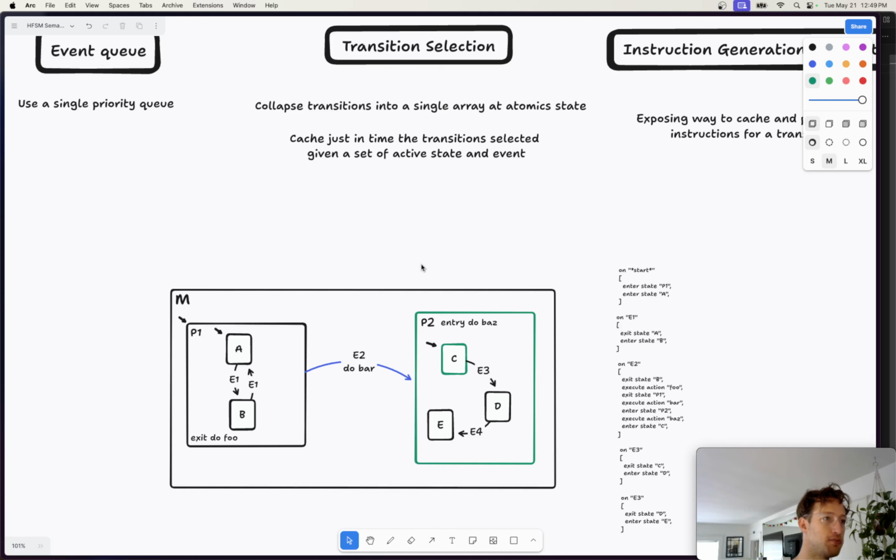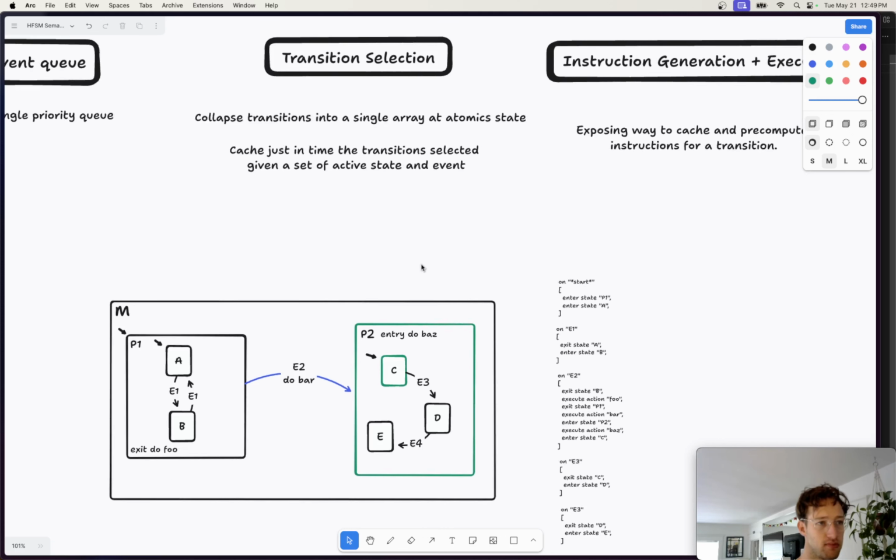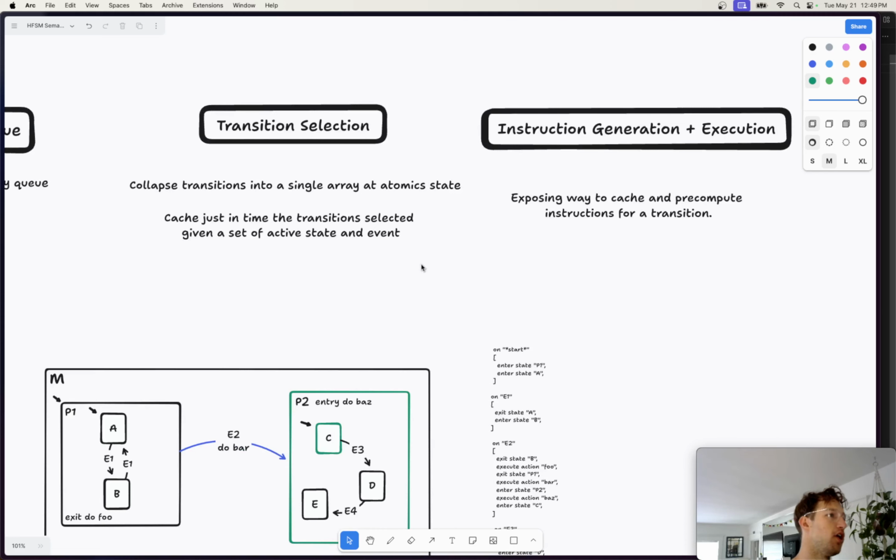So that's sort of the two parts of transition selection. The next part is, okay, we know what transitions we want to take, and now we need the state chart to figure out what to actually do with it. Conceptually, that is just tracing the transition and getting the low-level instructions, which we walked through before.